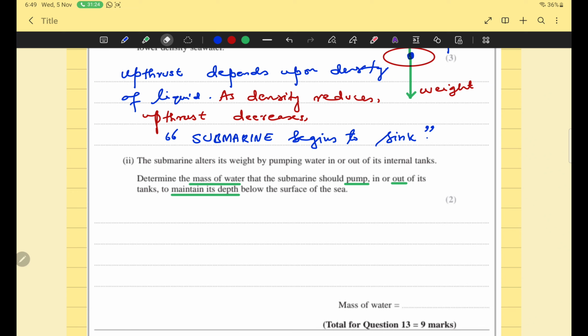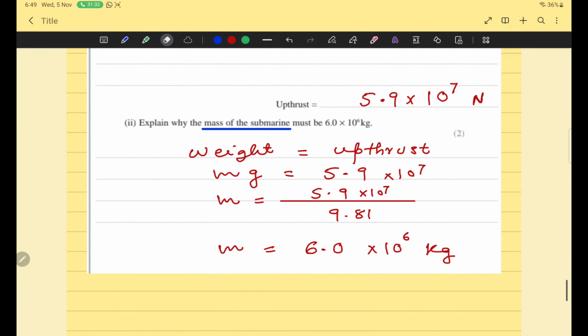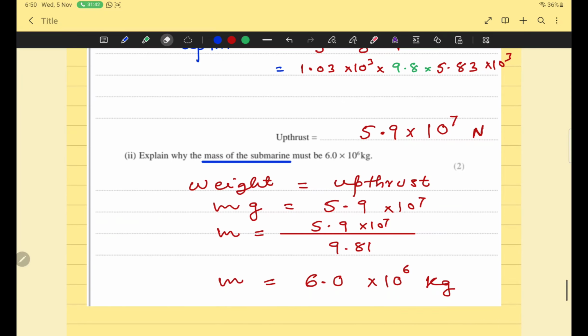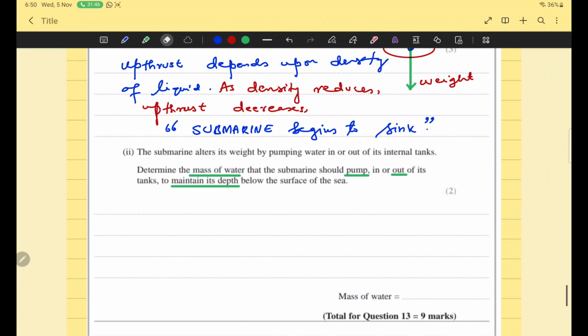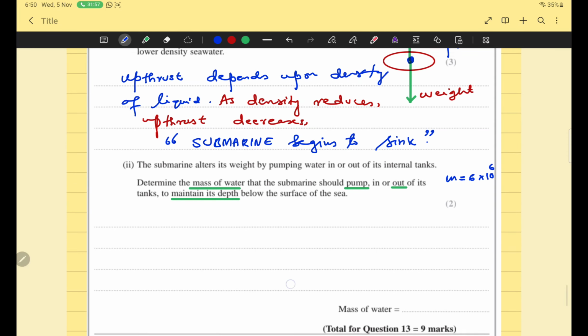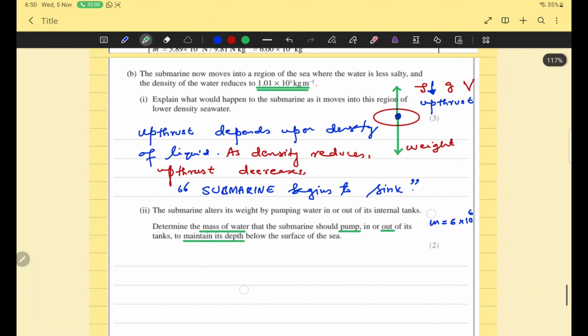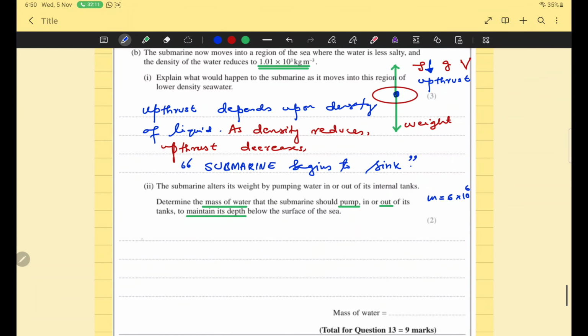सबमरीन अपनी डेप्थ को मेंटेन करना चाहती है तो कितना पानी पंप आउट कर दें। ठीक है जनाब, ये आपने कैलकुलेट करना है, मैं कर दूंगा, आप लोग छापेंगे बेटा। पहले खुद से कोशिश कीजिए कि हम क्या करेंगे। और याद रहे कि अपथ्रस्ट हम लोगों ने कैलकुलेट किया हुआ है। अपथ्रस्ट था 5.9 × 10^7। और सबमरीन का अपना मास था 6 × 10^6। अब पानी की डेंसिटी कम हो गई है तो अपथ्रस्ट कम हो गया। तो first we will calculate reduced upthrust.